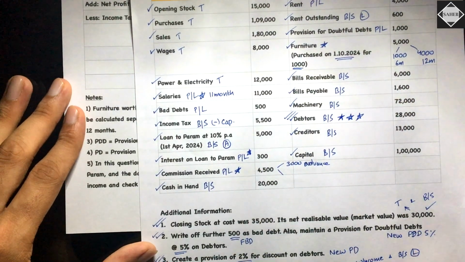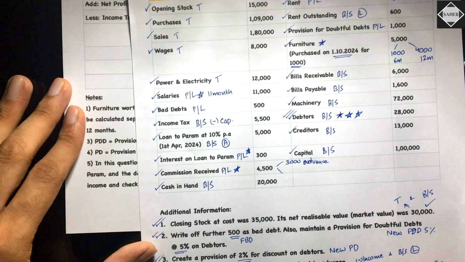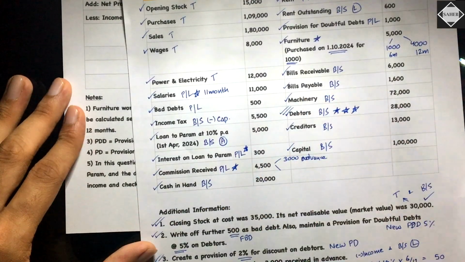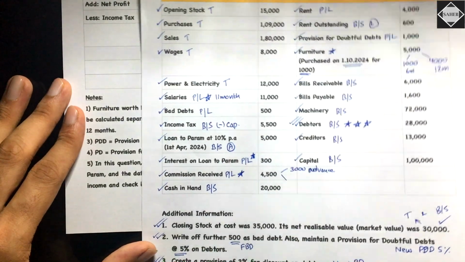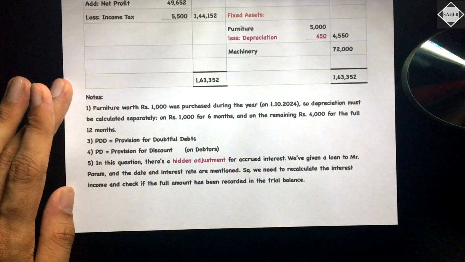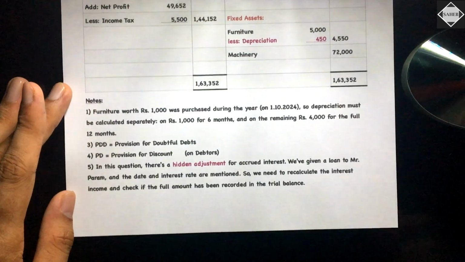Is that clear? Like in the previous problem, but it was not hidden. In the previous problem, they specifically told us in the adjustment. Here they didn't tell us anything. We had to recalculate and compare and understand that here we have got hidden adjustment for accrued interest. Is that clear? Yes, and we saw the treatment and everything.